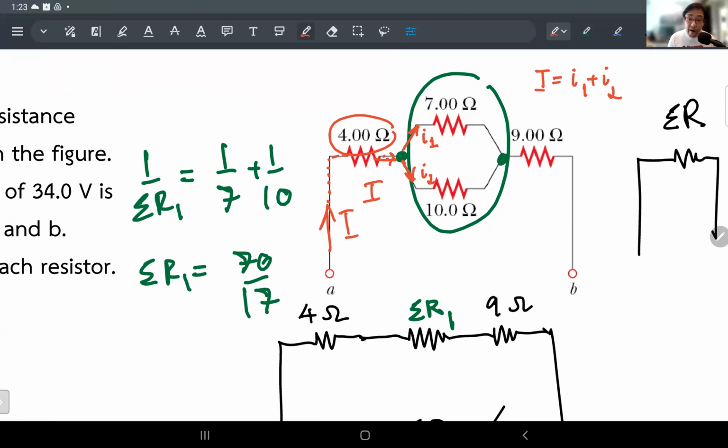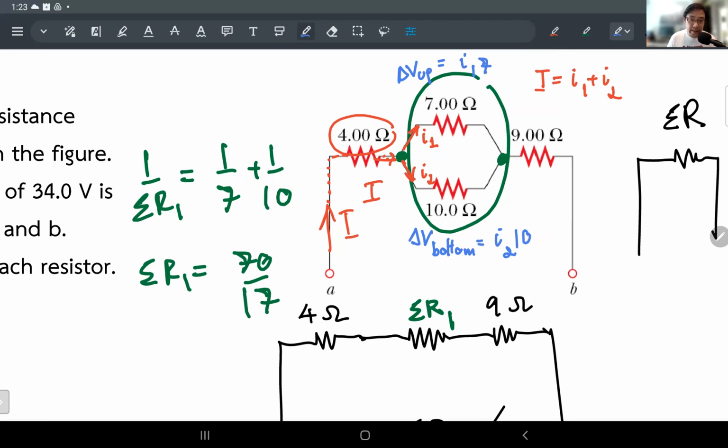Okay, this is nice. But then you know further that what you need is the current flowing through the 7 ohms. So the voltage across the upper path over here, V equal to I times R, is going to be I1 times 7. You guys with me? But then if you look at the bottom path, the delta V on the bottom is going to be I2 times 10. You guys with me?